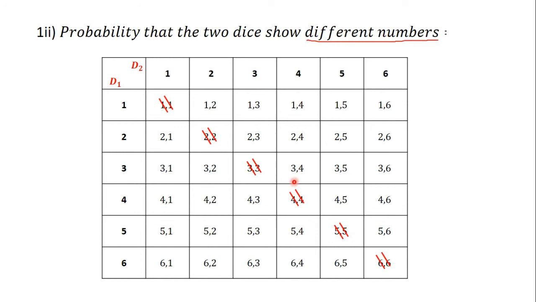We have cancelled 6 of them out. The total is 36. This means that the members with different numbers is 30. So the number of members in this event is 30. Our sample space is 36. So the probability is going to be 30 divided by 36. And when we simplify that, we are going to have 5 divided by 6.